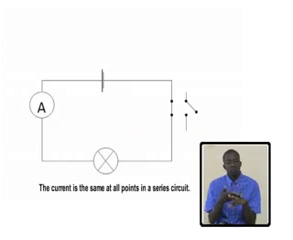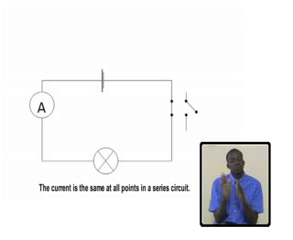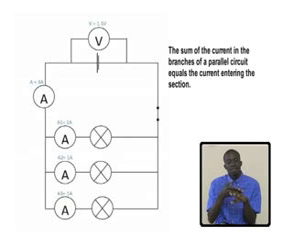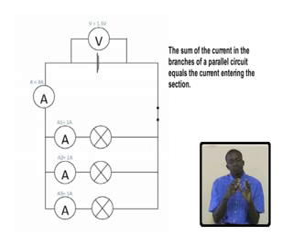Here is an example of a series circuit where components are in line with one another and there is just one path for the current to flow. The current is the same at all points in the circuit. This is an example of a parallel circuit where the current is divided when alternative paths for the flow of electricity are provided. Here we find that the sum of the current in the branches of a parallel circuit equals the current entering the section.